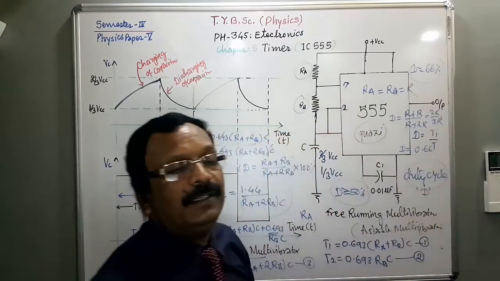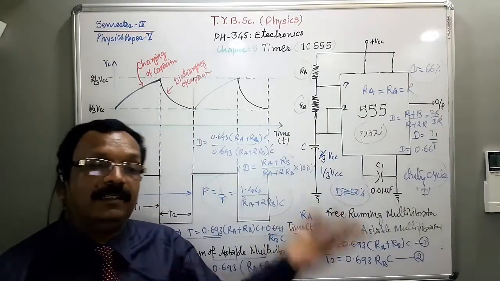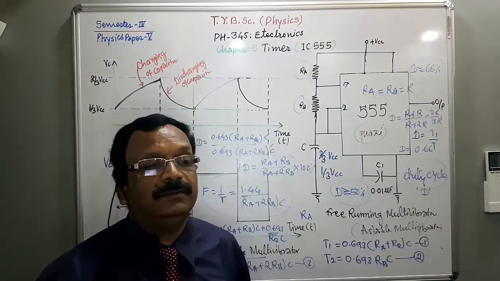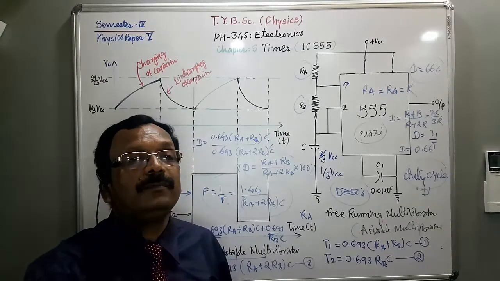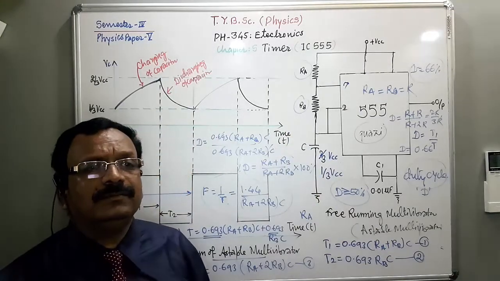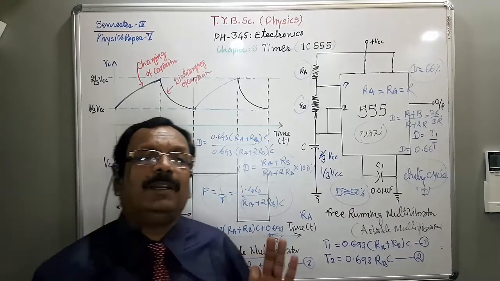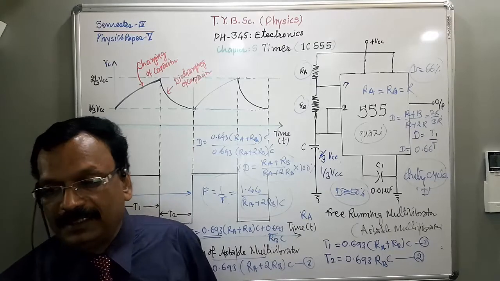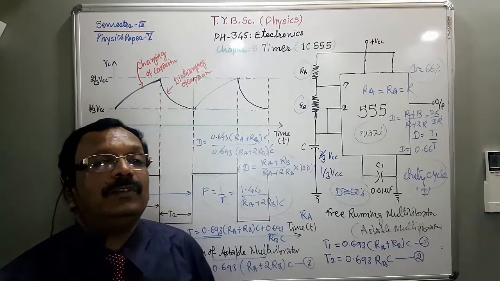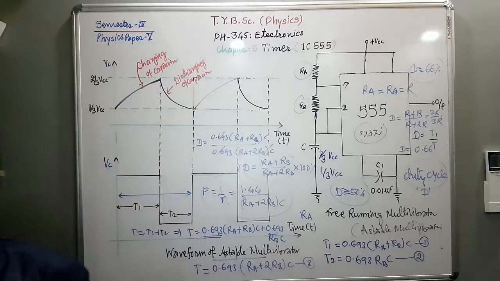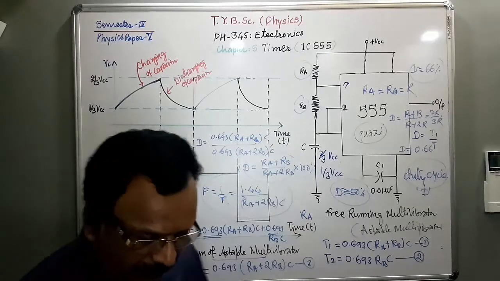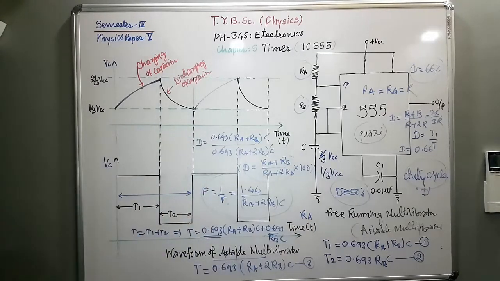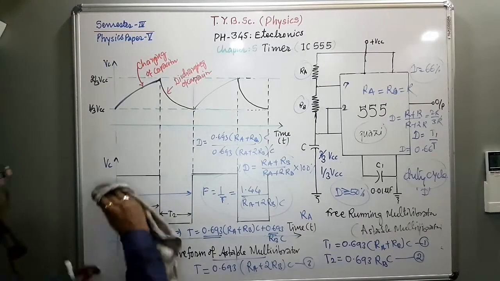So I told you that the duty cycle always remains greater than 50%. Now, designing an astable multivibrator using IC 555 is a very interesting topic. In order to design the astable multivibrator, we should consider all these things. So concentrate on how we can design it.